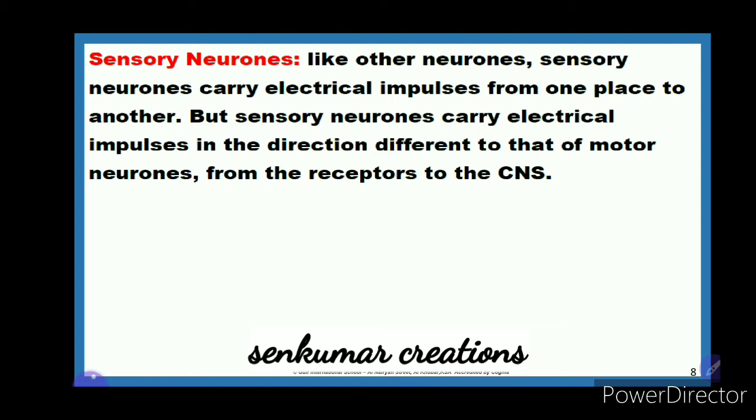The sensory neuron transmits impulses from the sense organs or receptors to the central nervous system. That's all. Just the opposite function: from the receptor to the brain, and from the brain to the effectors. And you can see the structure of the sensory neuron here.